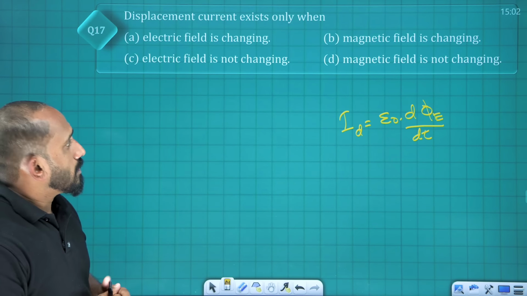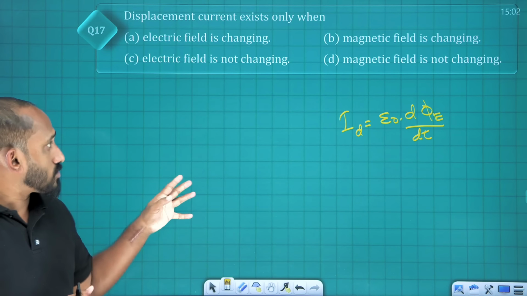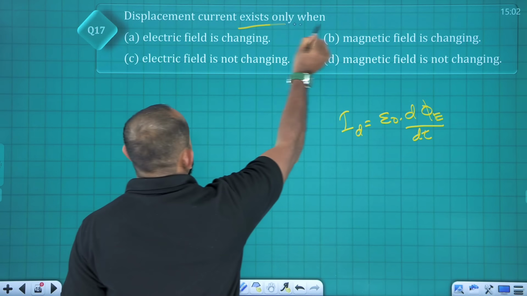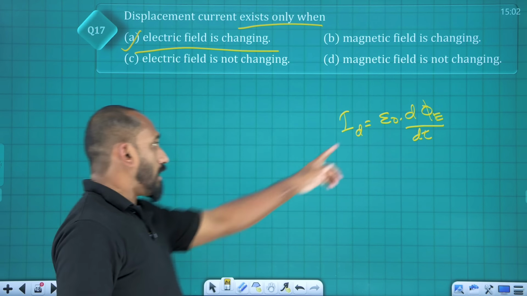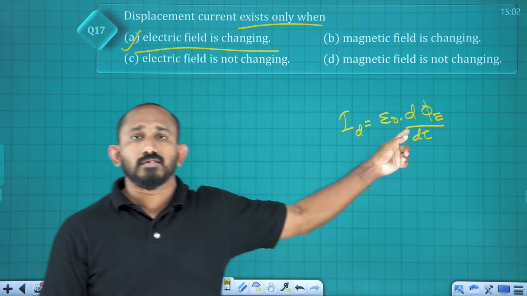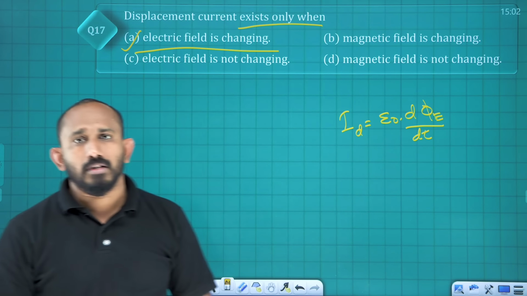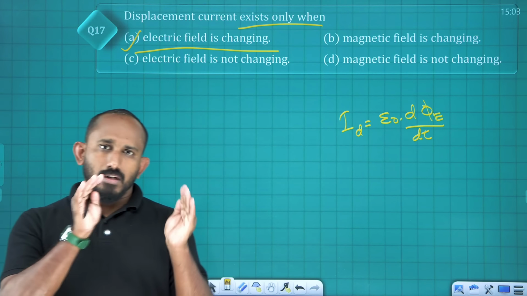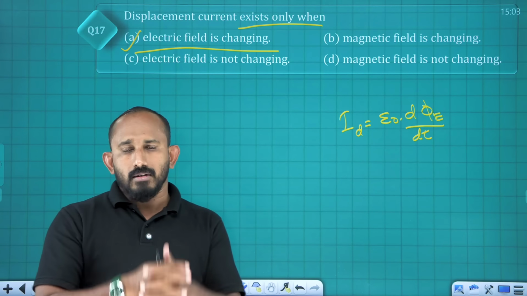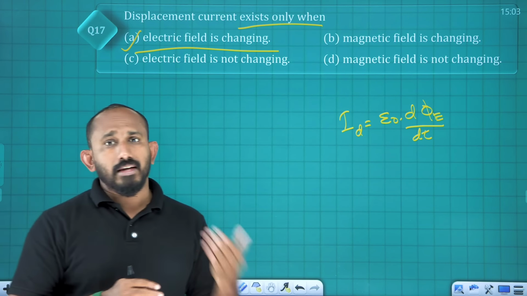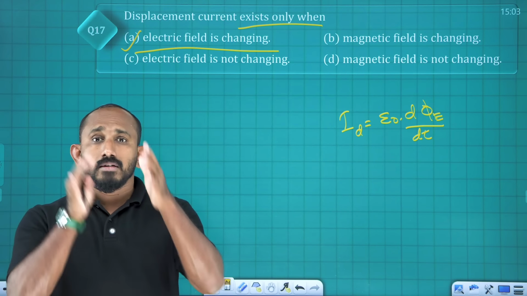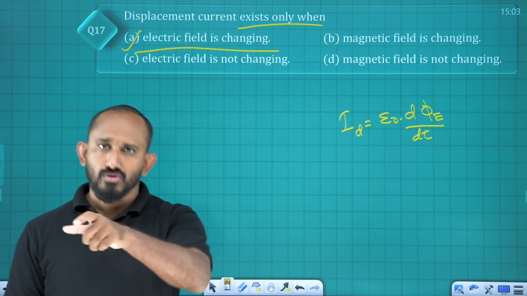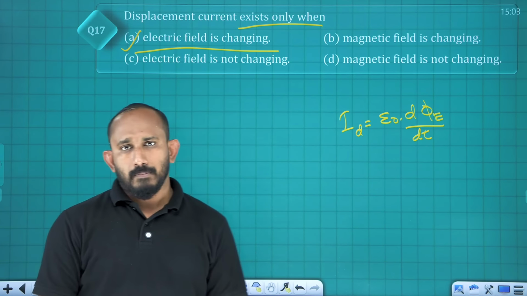Options: electric field is changing, magnetic field is changing, electric field is not changing, magnetic field is not changing. The question is, displacement current exists only when the electric field is changing. So, epsilon 0 into d phi E by dt, the rate of change of electric flux, is the displacement current. The scientist Maxwell put it forward. The Maxwell and Ampere law can be combined: the closed integral of B dot dl is equal to mu 0 I. That I will be the sum of conduction current as well as displacement current. So, displacement current was introduced by the scientist Maxwell.